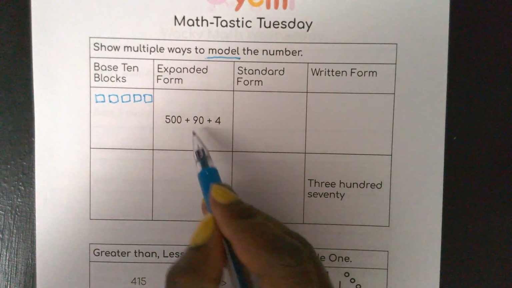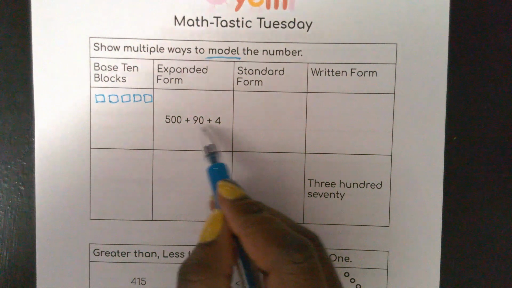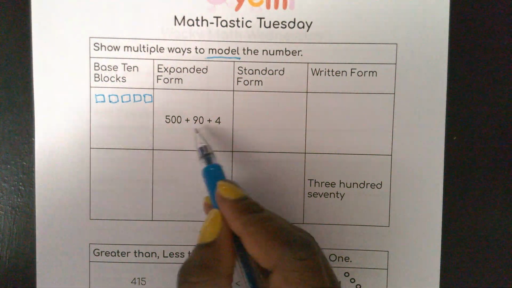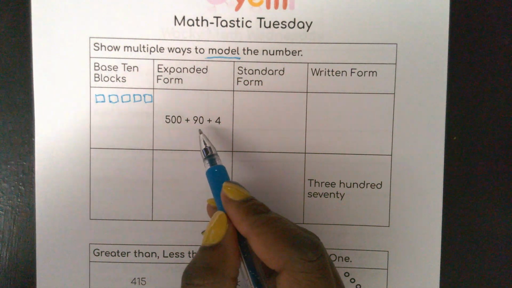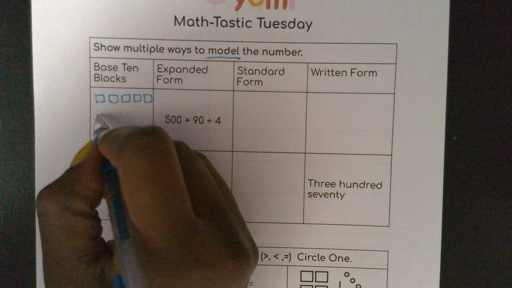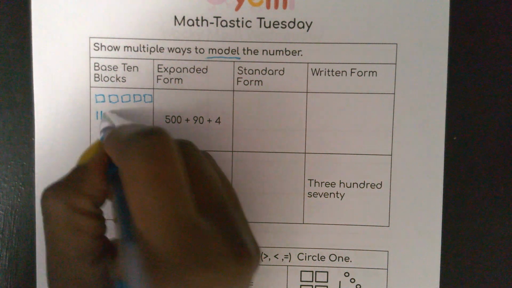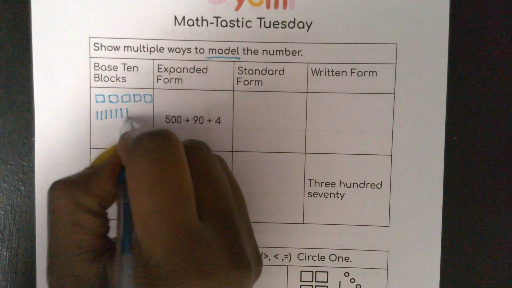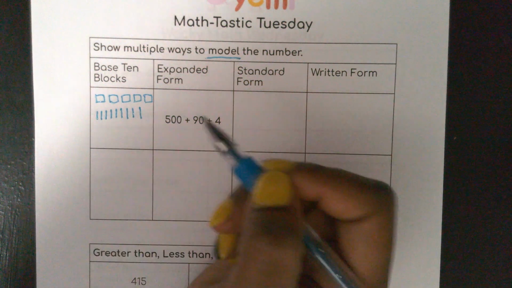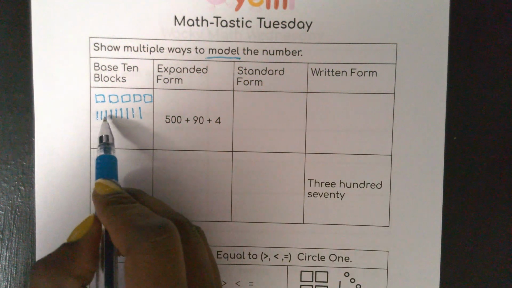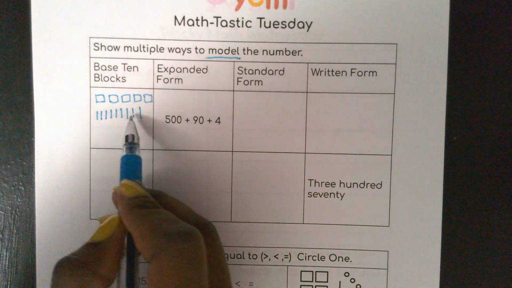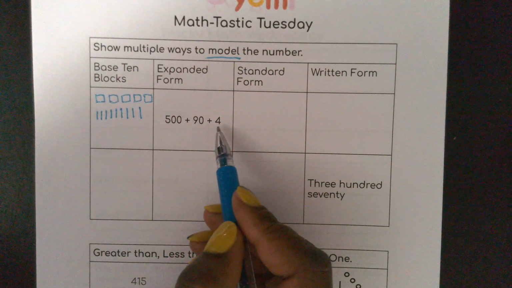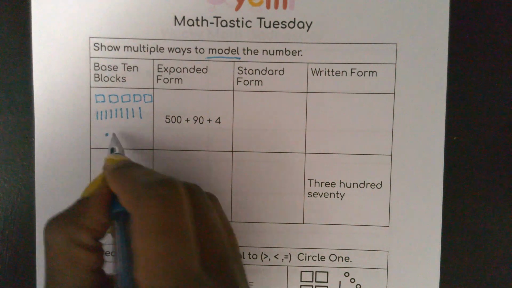And how many tens do I have? It's not 90 tens. There are 9 tens. 9 tens will equal 90. So here, 10, 20, 30, 40, 50, 60, 70, 80, 90. So I have 1, 2, 3, 4, 5, 6, 7, 8, 9 tens. And then I have my ones, 4 ones.